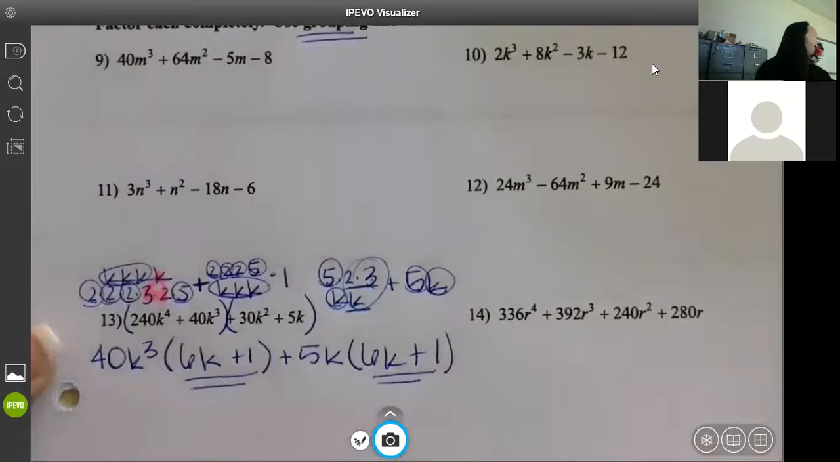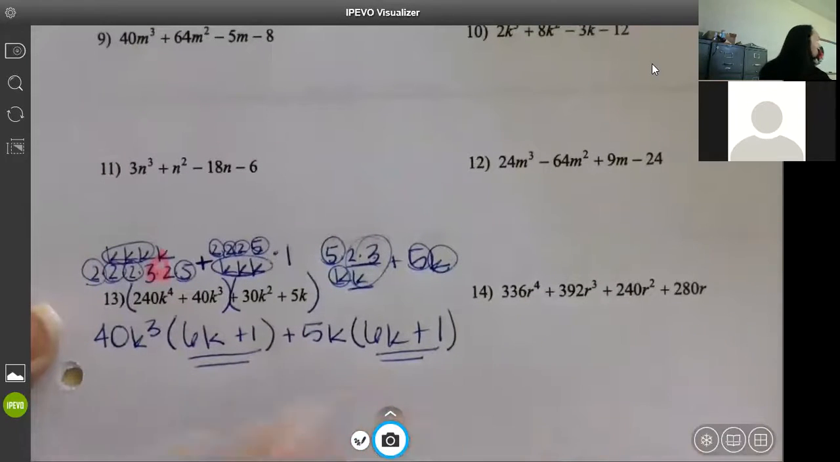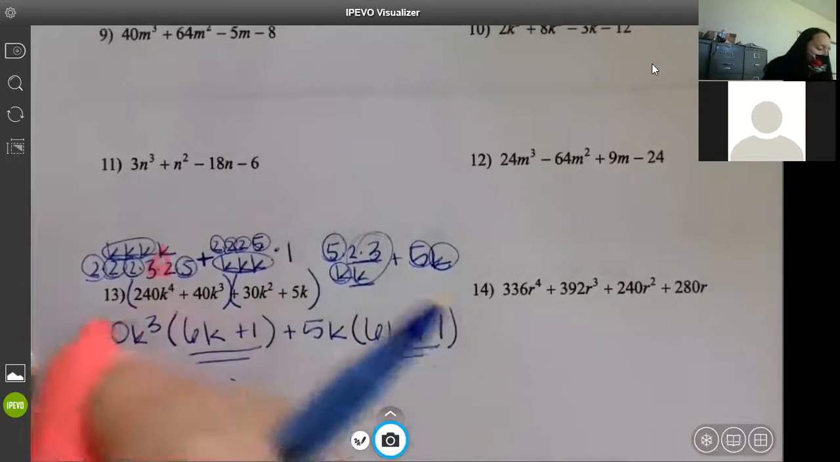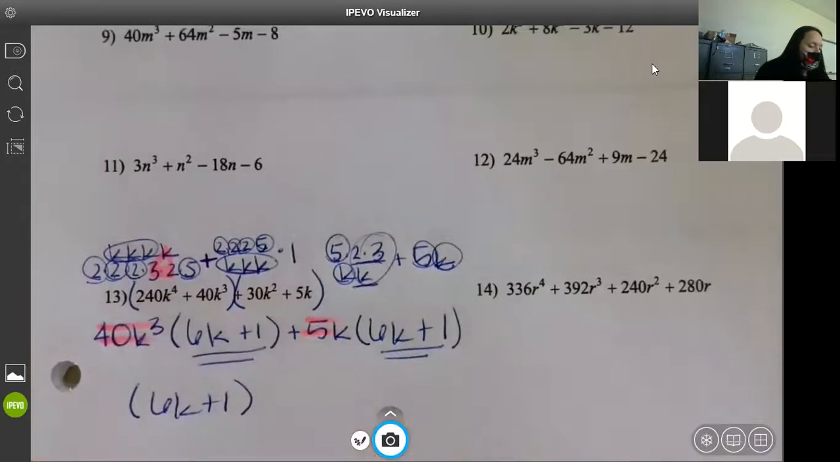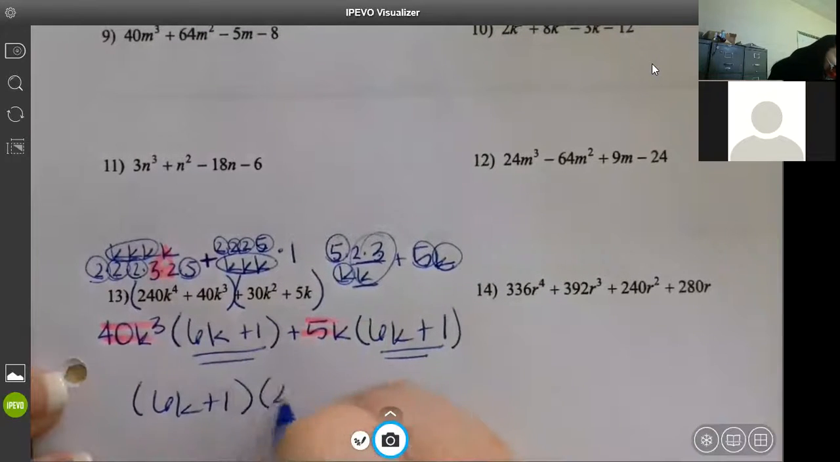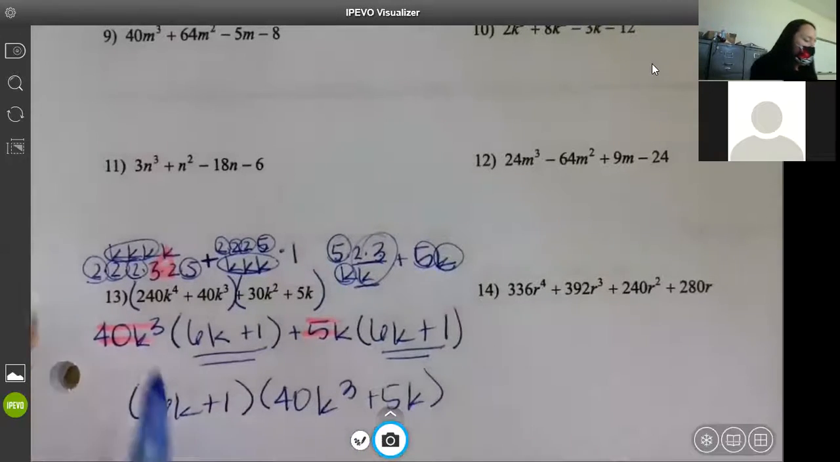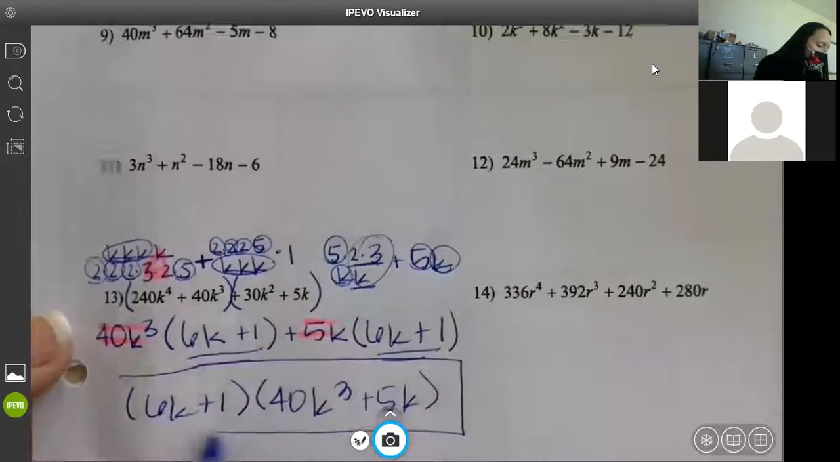Okay, so if it asks you to do it by grouping, these are going to come out exactly the same. If they don't come out the same, you got to start over. Something went wrong. Okay, so my first factor that I'm going to write down is what's in common, 6k plus 1. Your other factor is what you left outside, 40k cubed plus 5k. This is your factored form.